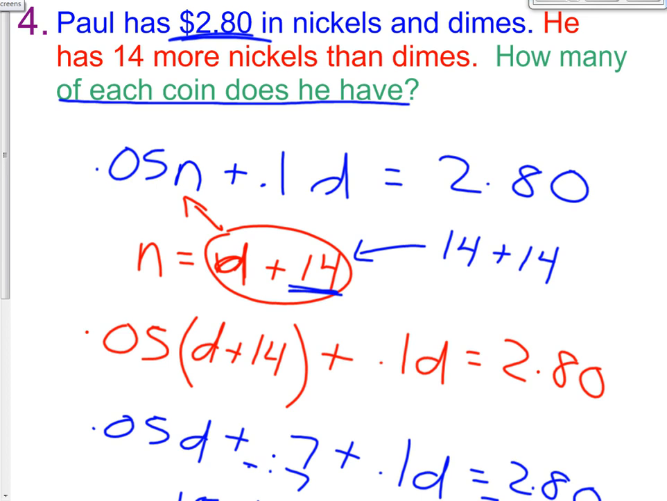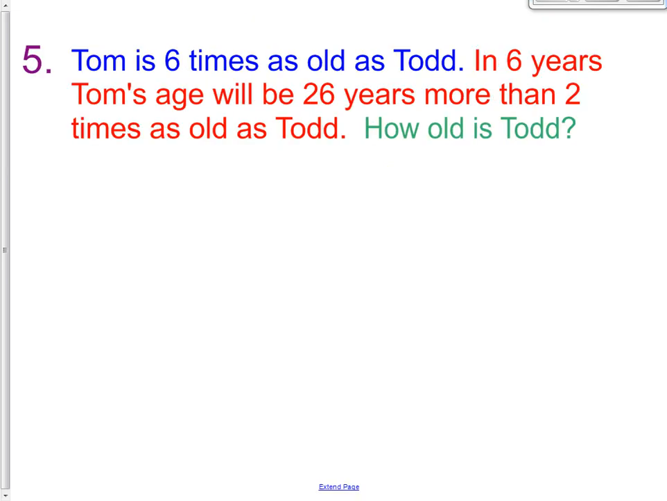Pretty simple checking. Number 5, this one kind of slips up some people every single year that we do this problem. It is kind of tricky at first, but the more repetition you get at this, the easier it gets. Tom equals 6 times as old as Todd. So because they both start with T, I'm just going to write out the whole word. Tom equals 6 times as old as Todd. So 6 times Todd.